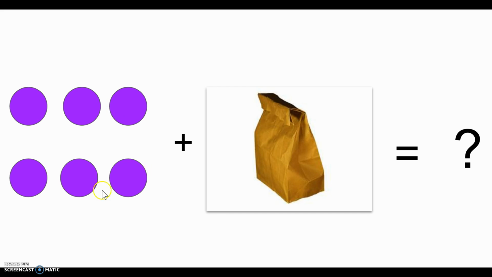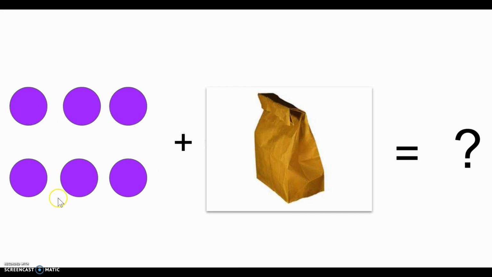We have our 6 circles, plus whatever is in the paper bag, our variable, but we don't know what it equals. Because we don't know the number inside the bag, we would not be able to know what the total is. And so the total is also an unknown number. We're going to show that with a variable because our total can change depending on how many items are inside the bag.